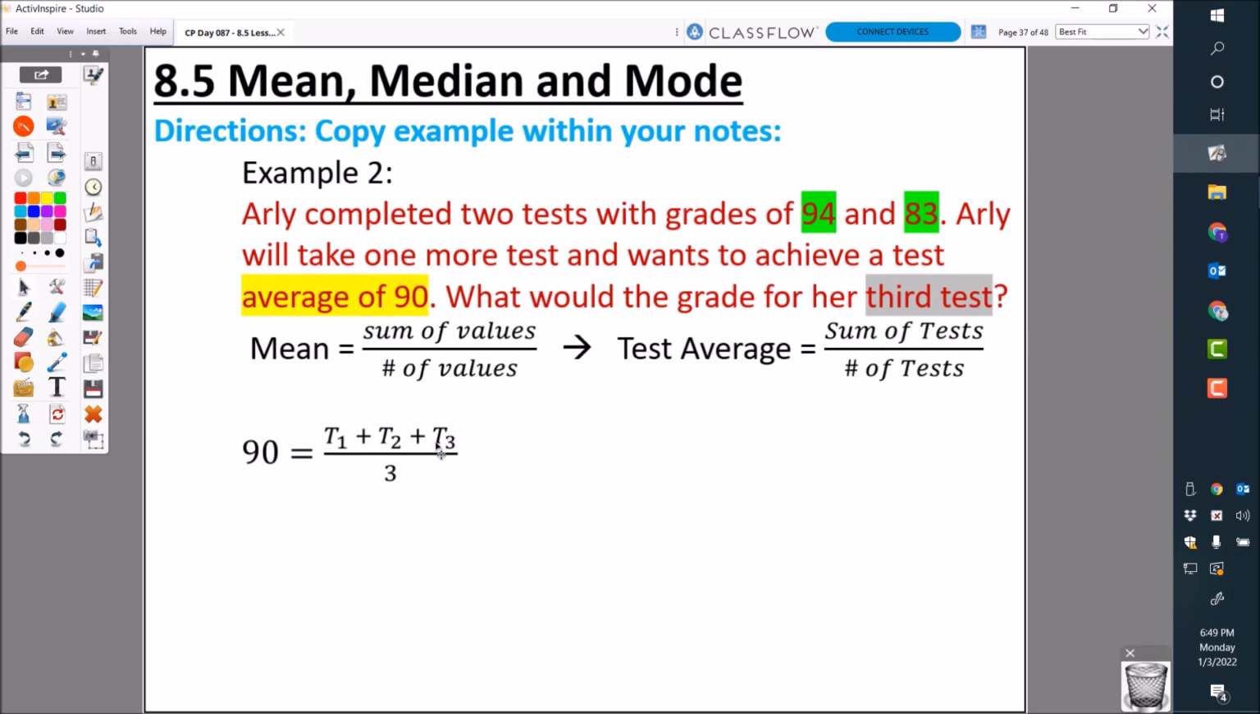So when we're doing sum, most of the time, we'll be adding. So it says sum of tests. So basically, we're going to add in the grades from test 1, test 2, test 3. Now, again, even though we don't know the grade for test 3, this is where we have to set it up.